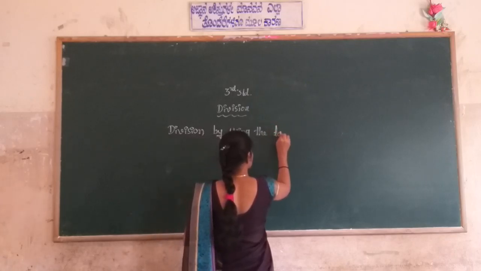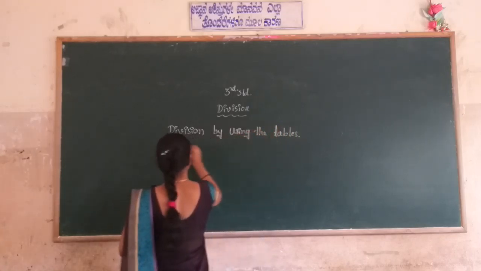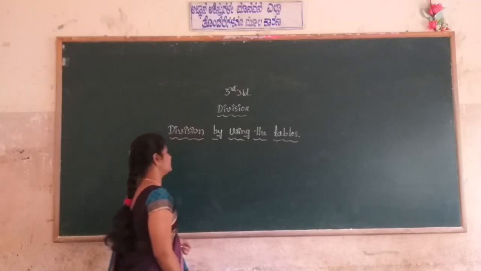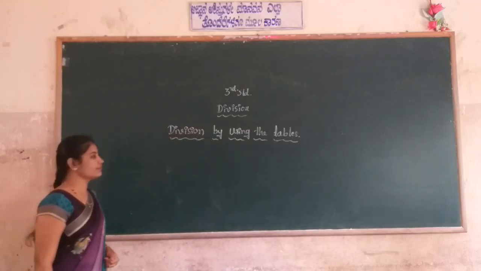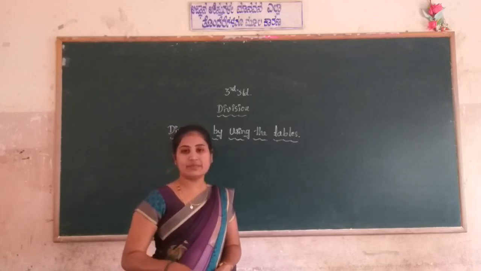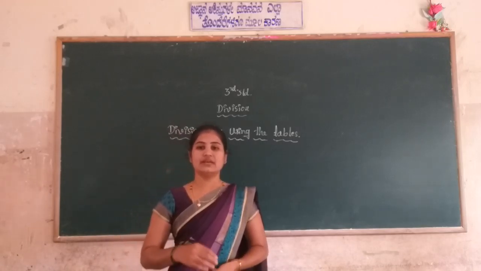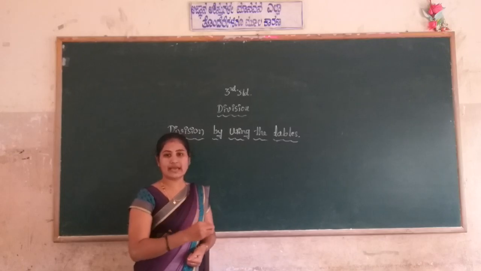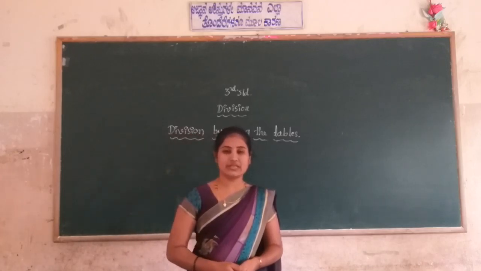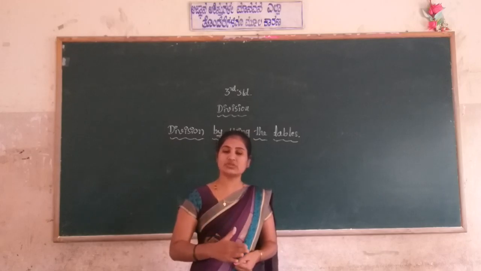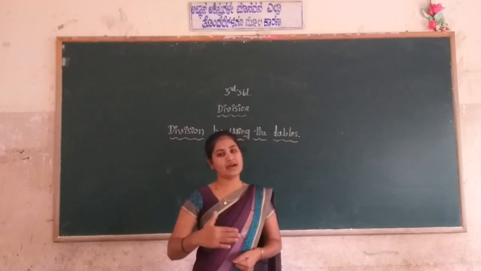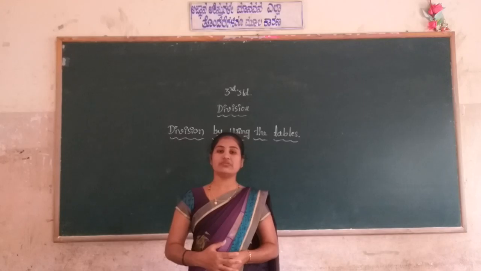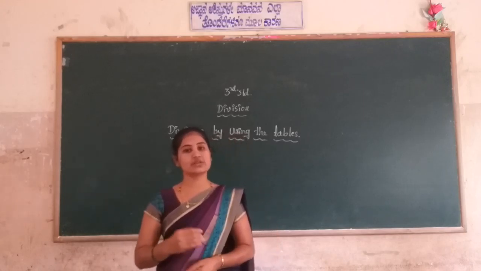Division by using the tables. Dear students, in multiplication or division, you must learn the tables. Tables play a very important role in the calculation of multiplication and also division. Therefore, dear students, you must learn the tables 2 to 20 or above. The tables are very essential for the calculation of multiplication and also division.